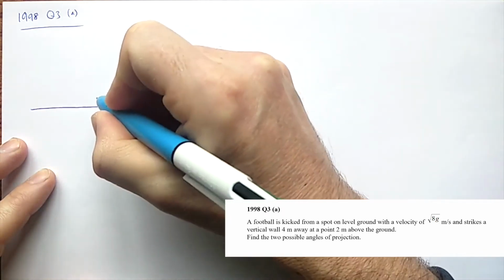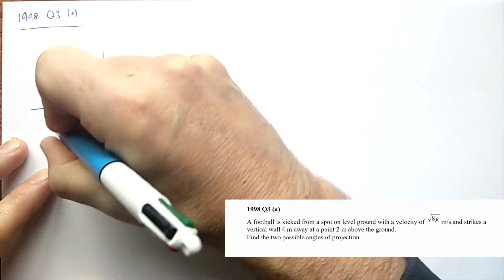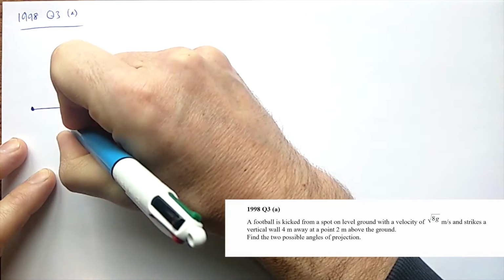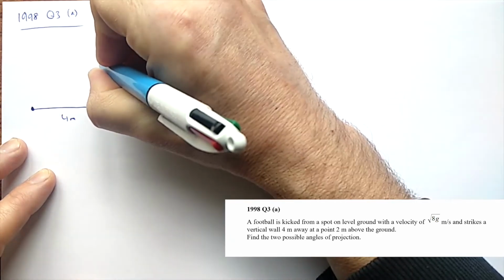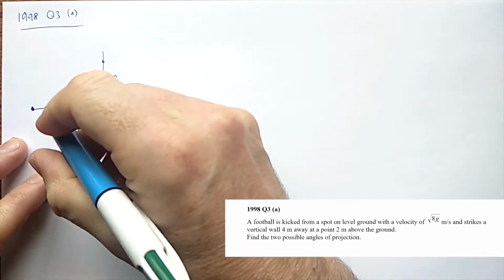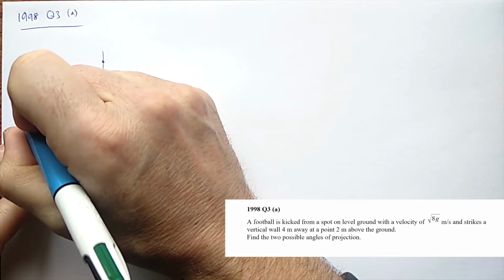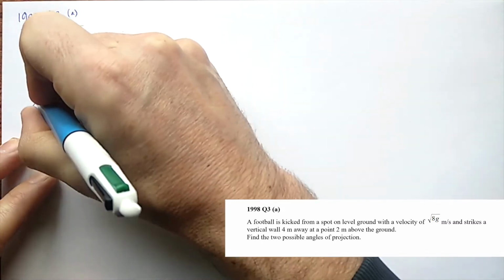So there is our ground. There's our vertical wall. Now the football is kicked from here and it's 4 meters away, and 2 meters high to this point. We're told it goes off with an angle. We're not told the angle, so we're going to call it angle alpha. There it goes.